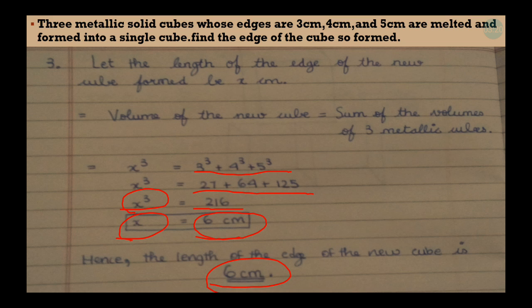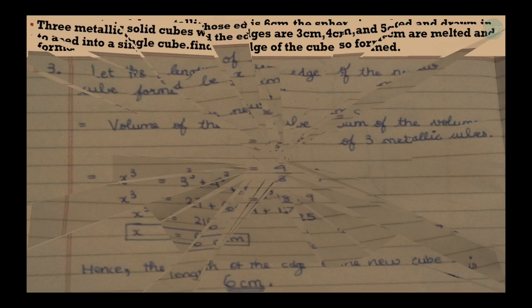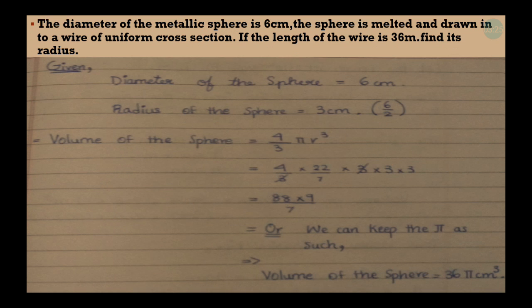Okay. Now we will see one more problem. The diameter of the metallic sphere is 6 centimeter. The sphere is melted and drawn into a wire of uniform cross section. If the length of the wire is 36 meter, find its radius.